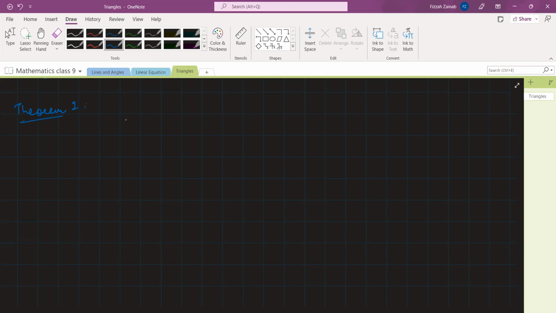So the first theorem is a quadrilateral is a parallelogram if its opposite sides are equal, right? Let me just summarize the theorems quickly for you to remember. Any quadrilateral is a parallelogram if opposite sides are equal, right? And plus the converse.